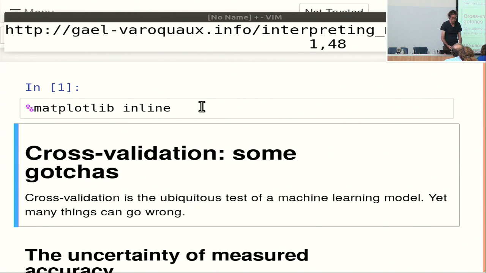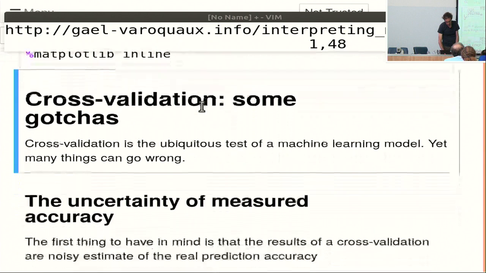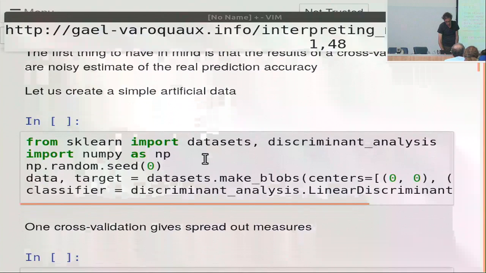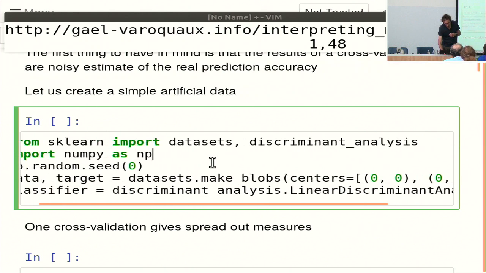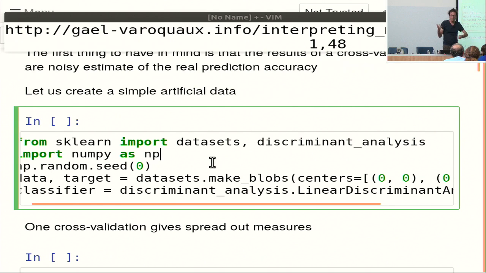So we talked about the metric. Now let's talk a bit more about the cross-validation. And the first thing I'd like to talk about is the uncertainty of the cross-validation measure. So I'm just going to create some very simple synthetic data: two Gaussian blobs, class 0 and class 1, that are centered at 0, 0 and 1, 1.